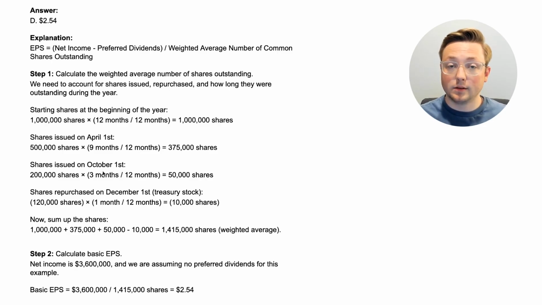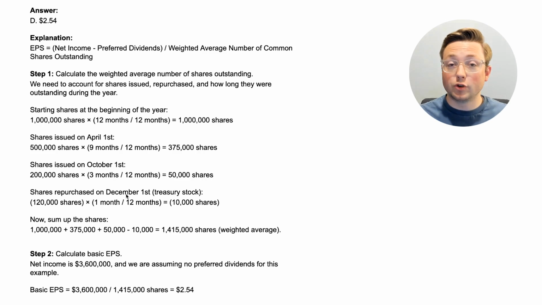Again, if you think about it, in October, there's only October, November, December left in the year. So that's only 3 months that these shares are going to be there. So 200,000 shares multiplied by 3 divided by 12 gives us 50,000 shares. And then finally, they had treasury stock.